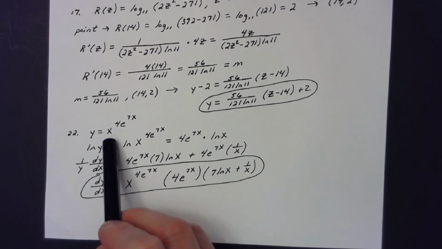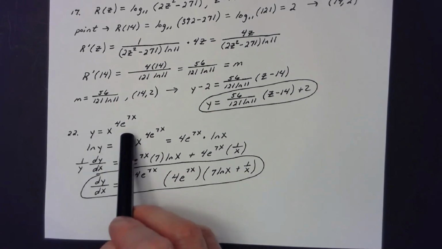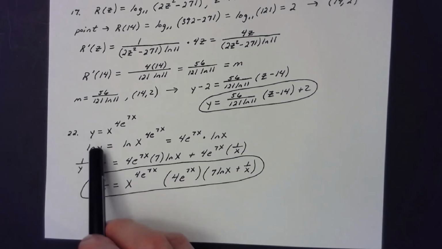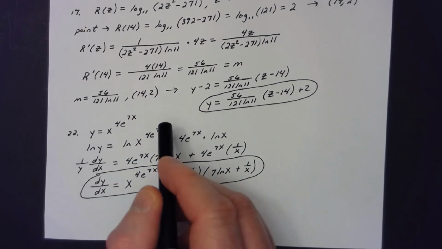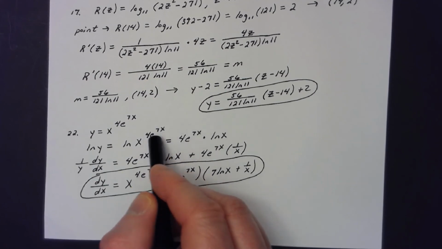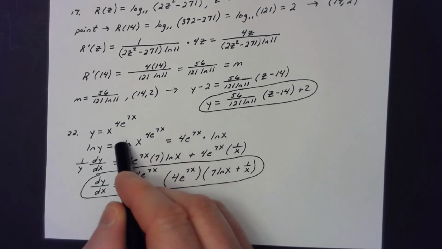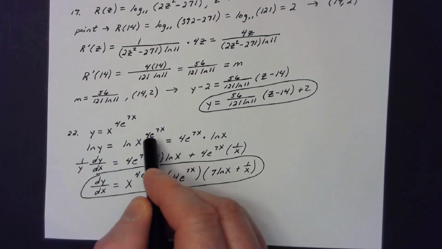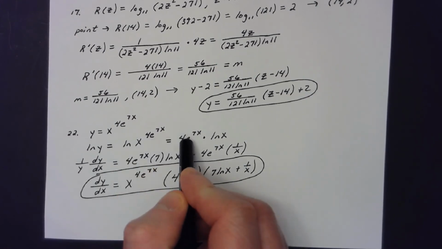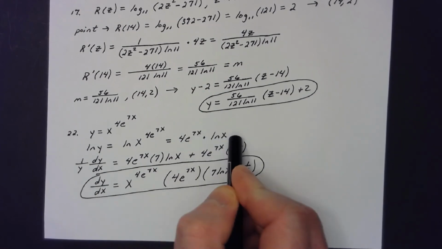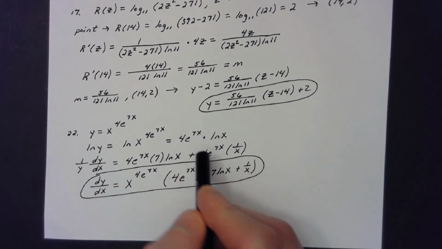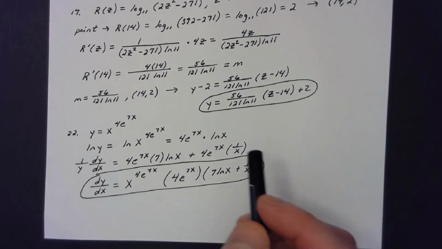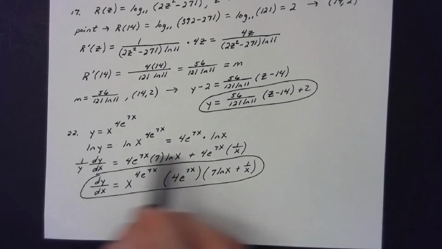So the easier way to do it is just to go ahead and take the natural log of both sides. So I took the natural log of the left and right hand side, and the reason that helped out a lot is when I took the natural log of the right hand side, this exponent was able to come out in front. So I have 4e to the 7x times the natural log of x. Now you say, well, hey, that's excellent because I can just use the product rule to take the derivative now. That's what I did on the right hand side.